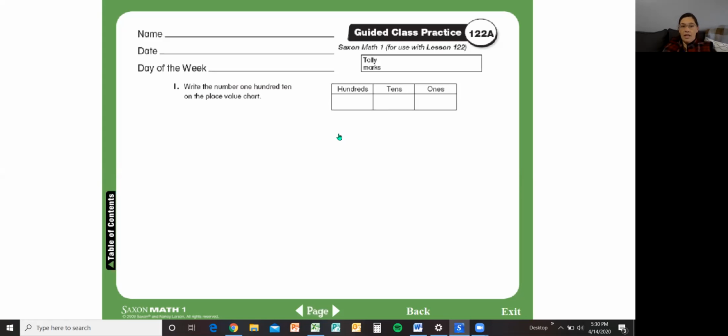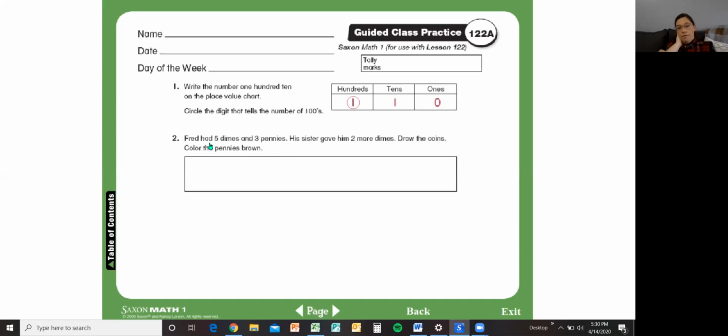Okay, right here it says write the number 110. This is a new one on the place value chart. So let's see what that looks like. 110. Then it says circle the digit that tells the number of 100s. So we're going to circle that 1 here. Okay.